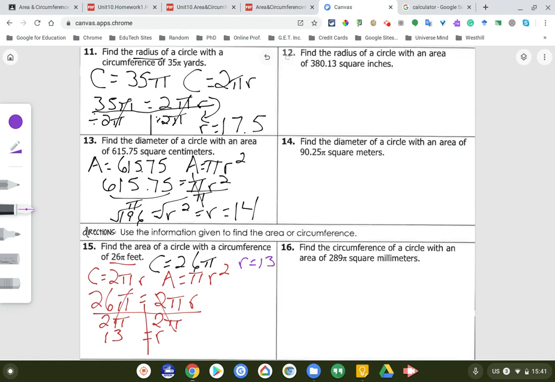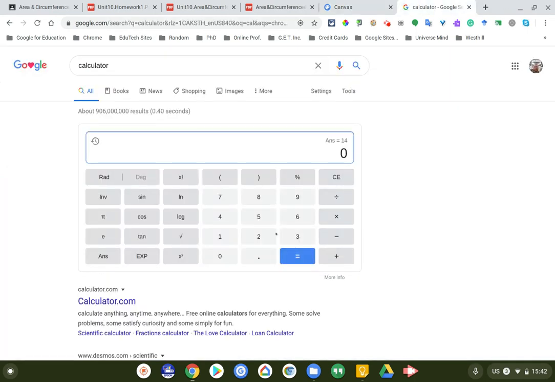Okay. So my radius now of 13, I'm going to take and put in the area formula. Okay. That's my area formula right here. Once again, let's draw a little thing around there. Okay. So A is going to equal pi times r squared. What's 13 squared? 13 squared, I know off the top of my head, is 169, but if you want me to do it out, I'll hit all clear. 13 times 13 equals 169, like I said.